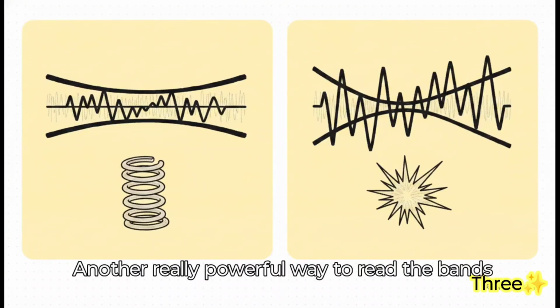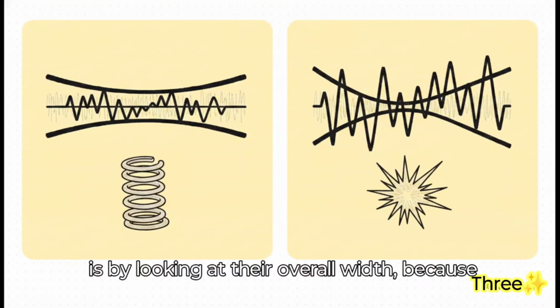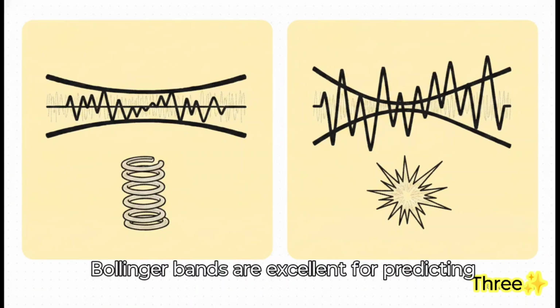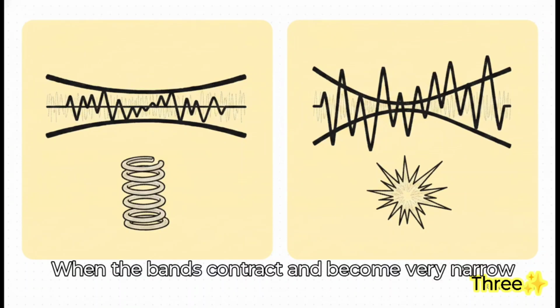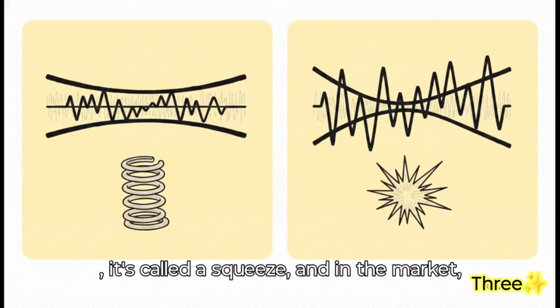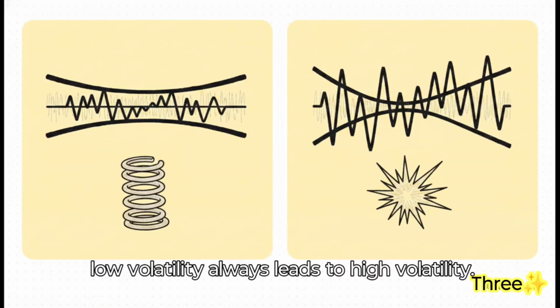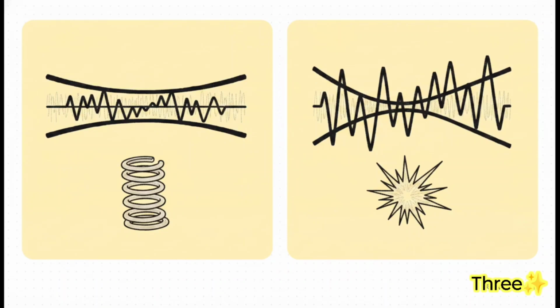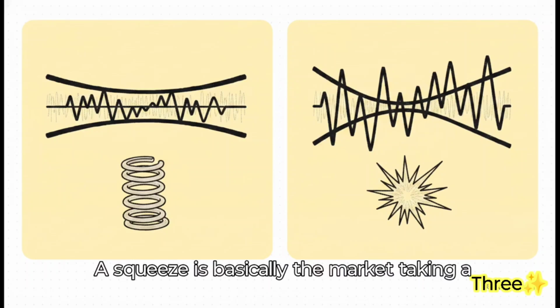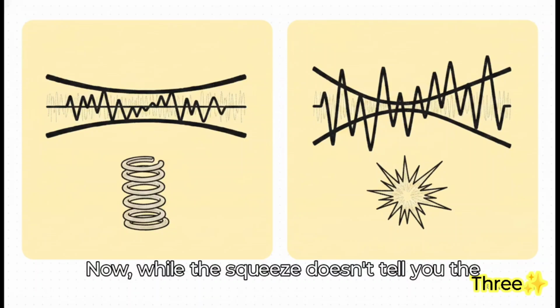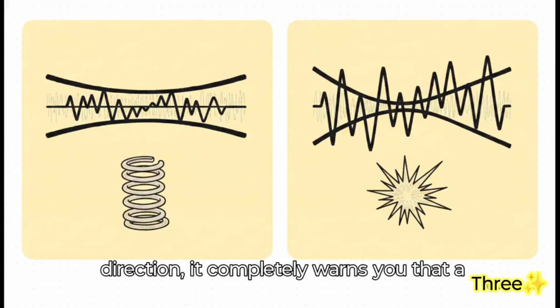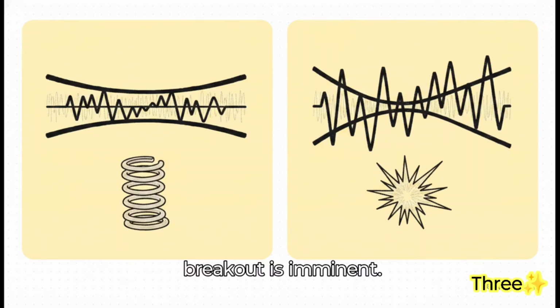Another really powerful way to read the bands is by looking at their overall width, because Bollinger Bands are excellent for predicting volatility. When the bands contract and become very narrow, it's called a squeeze. And in the market, low volatility always leads to high volatility. A squeeze is basically the market taking a deep breath before a massive, explosive move. Now, while the squeeze doesn't tell you the direction, it completely warns you that a breakout is imminent.